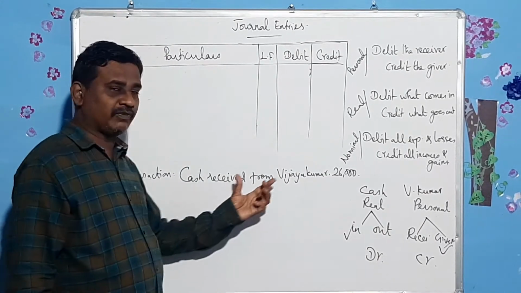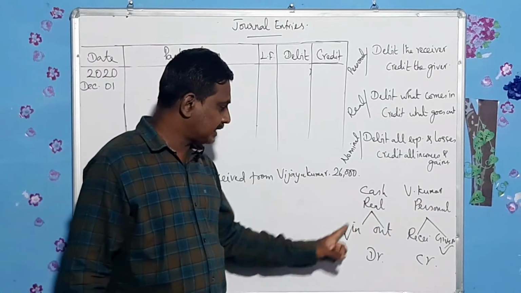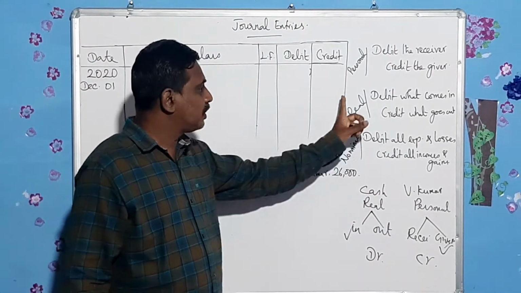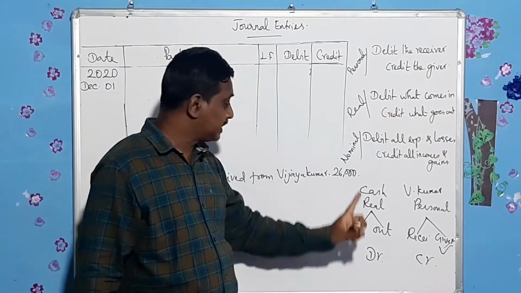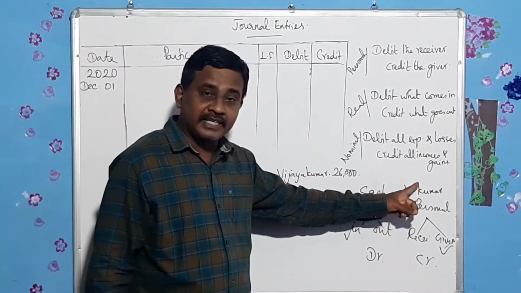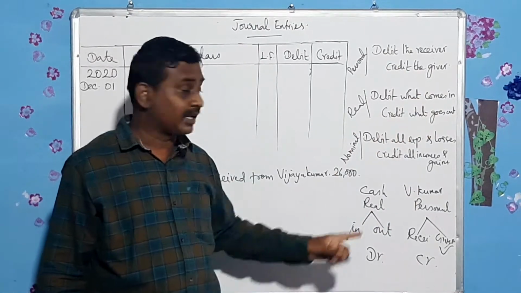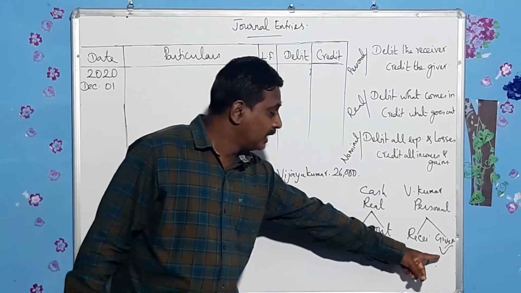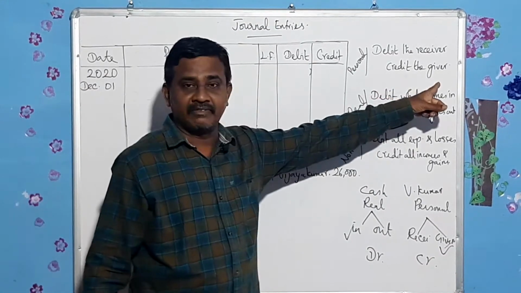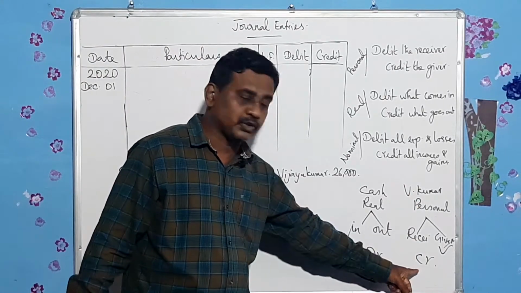Cash received from Vijay Kumar. Cash account, Vijay Kumar account. Cash comes in. Real account means you have to see in and out. Debit what comes in. So cash comes in, and that account should be debited. When it is a personal account, see whether he is a giver or a receiver. He is a giver. So credit the giver. So cash account should be debited and Vijay Kumar account should be credited.